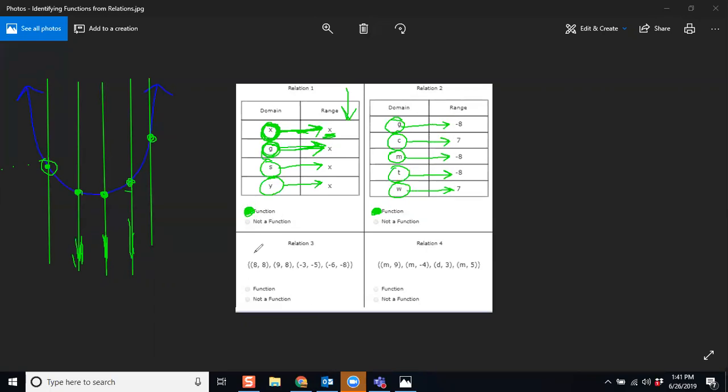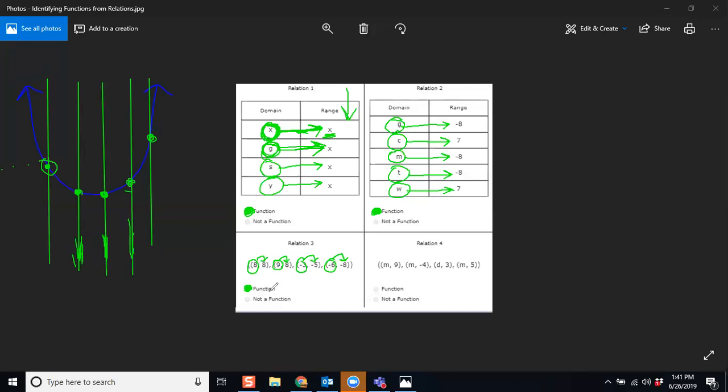Now let's look at this right here. If I plug in an 8, I will end up with an 8. If I plug in a 9, I will end up with an 8. If I plug in -3, I will end up with -5. If I plug in -6, I end up with -8. So that one is good.